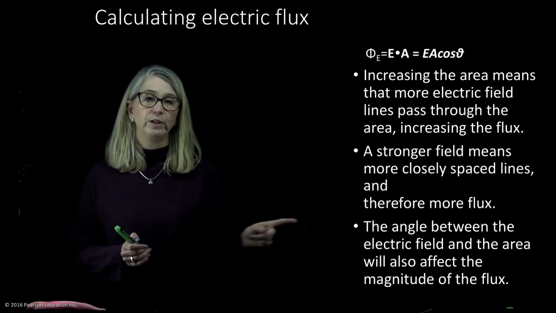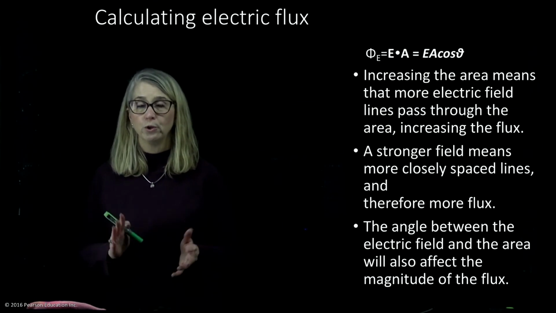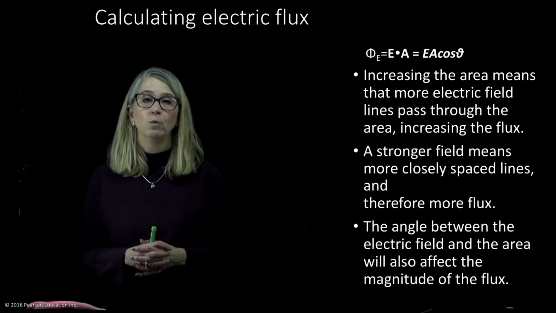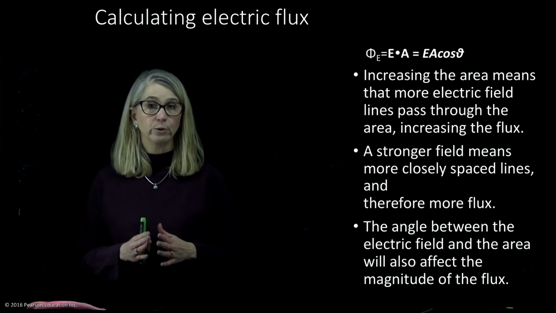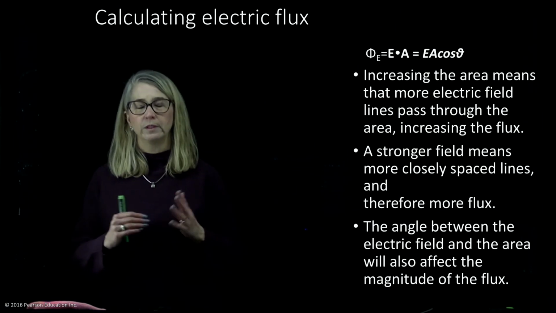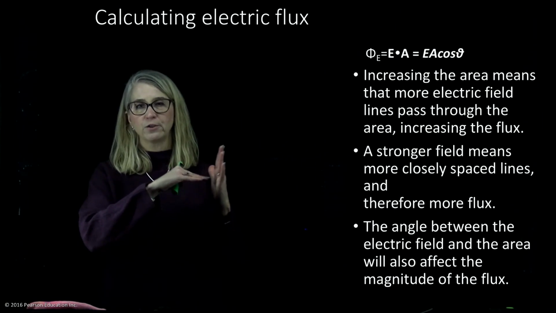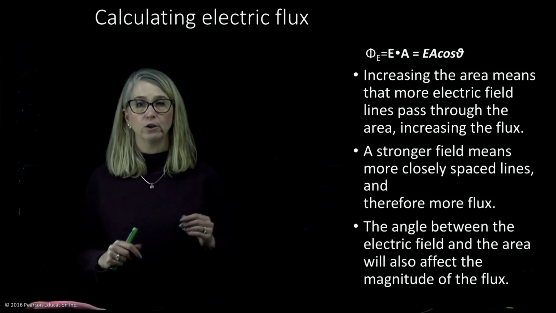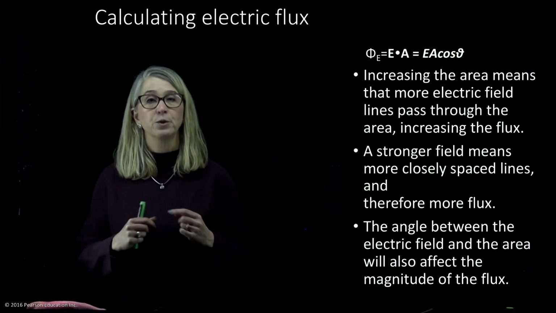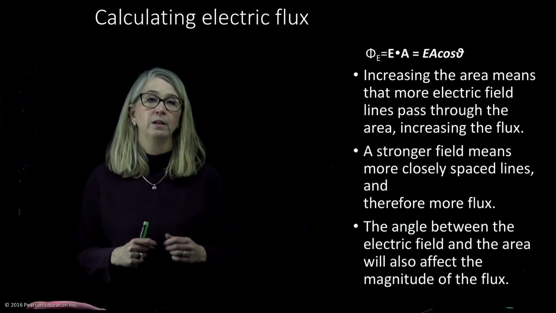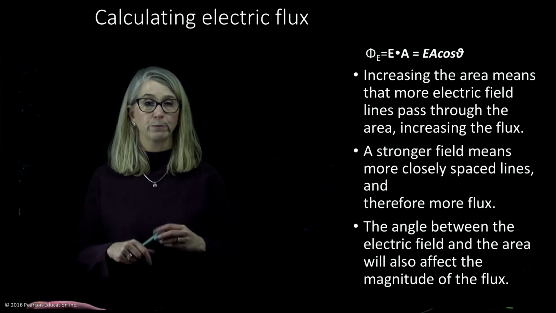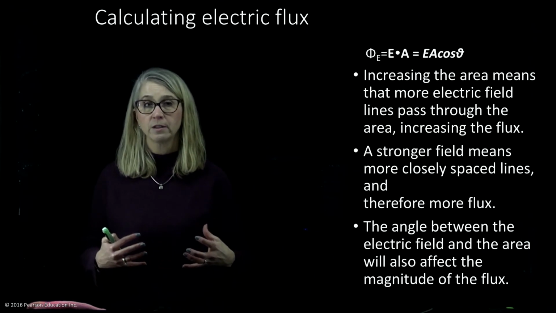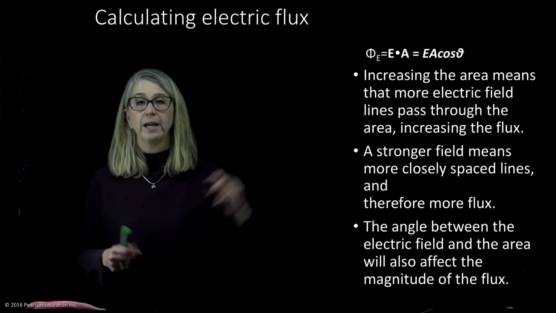And then finally, we saw that the angle between those two, treating them as vectors, will also affect the magnitude of the flux. When the electric field vector and the area vector are parallel to each other, and this can get confusing, that means that the electric field lines are hitting the actual surface at a right angle, because remember the area vector is perpendicular to the surface. But in any case, when those two vectors are parallel to each other, you get the most flux, and it just would be reduced to E times A.